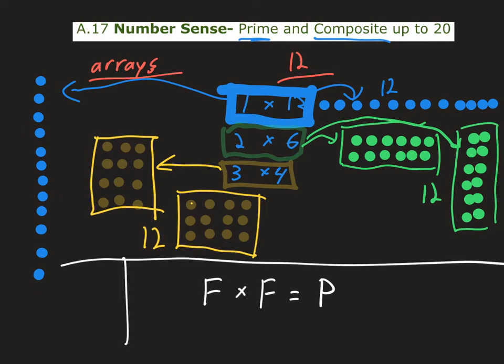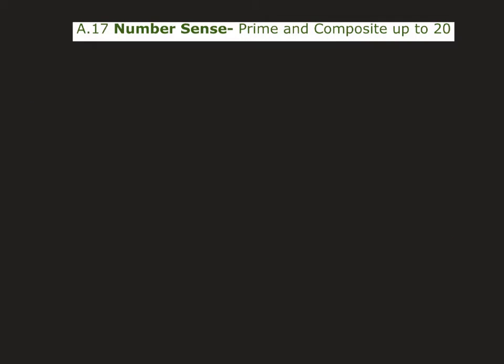Okay, so let's take that a step further. Let's continue that idea of arrays and deal with prime and composite. A prime number is any number that has two factors and only two factors. It has exactly two factors. That's what a prime number is. So for example, if I wanted to make an array of 3, there is only one way to make an array of 3. I could go 3 by 1, or I could go 1 by 3. Those are the only two ways I can make an array. I cannot do it another way.